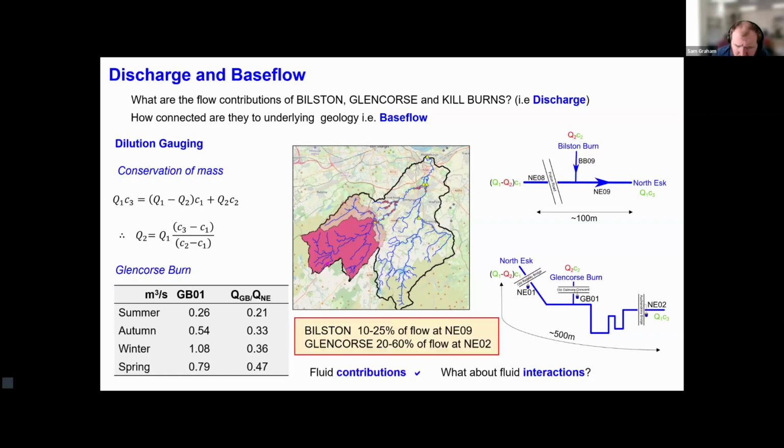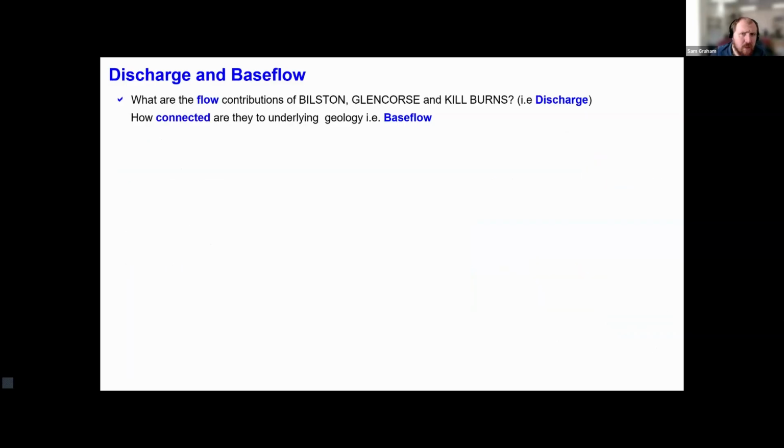So we've looked at fluid contributions to the system, but what about their wider interactions? In terms of how we look at base flow, you can use the same mass balance argument, where you've got either water coming in from rainfall runoff, or water in from the subsurface, and that adds together to give you the mass going down the river.